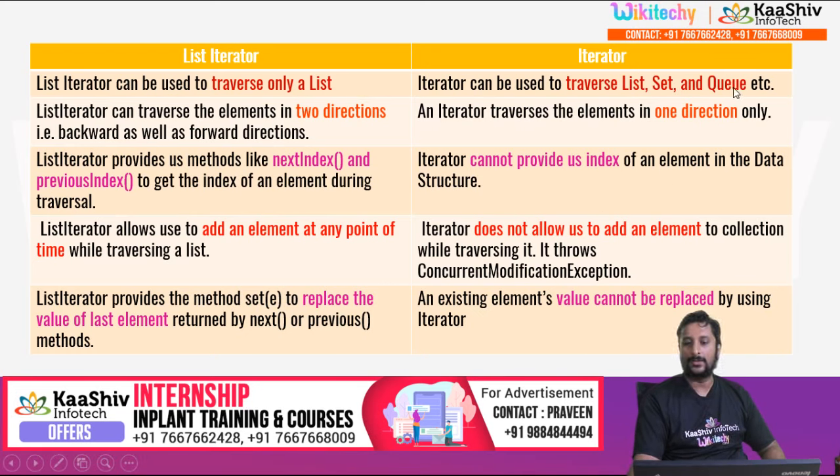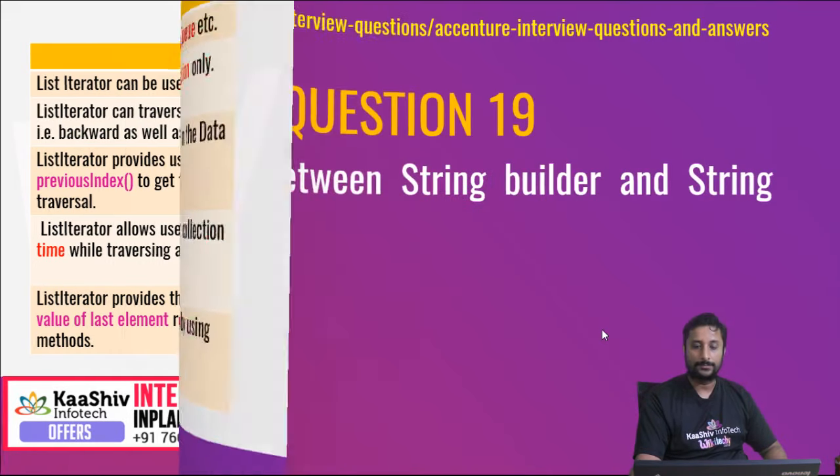Queue methods. A queue: Queue is equal to new Queue. You are able to create a queue, and the variable is queue. Okay, so this is how it will be.